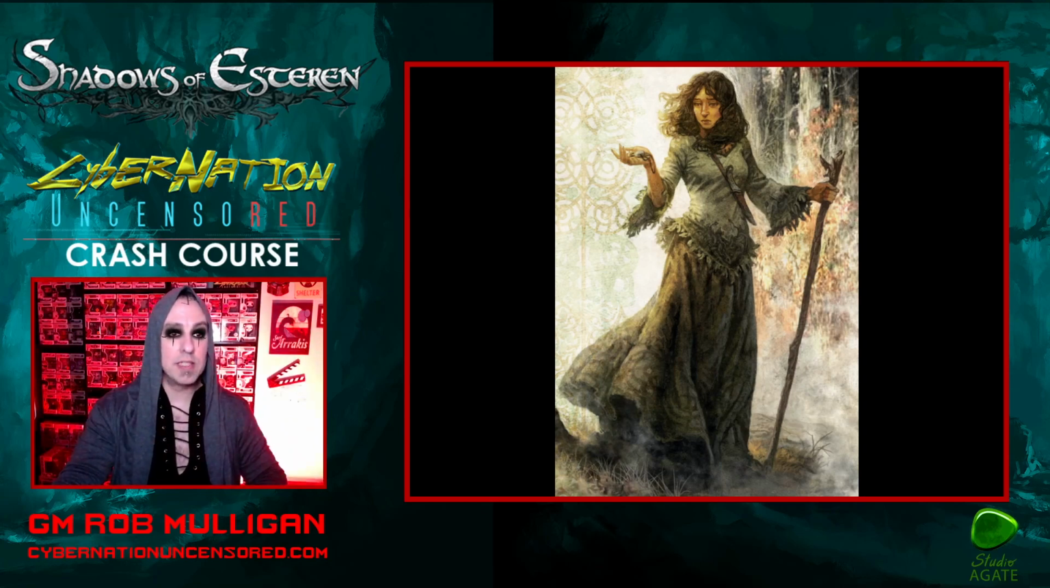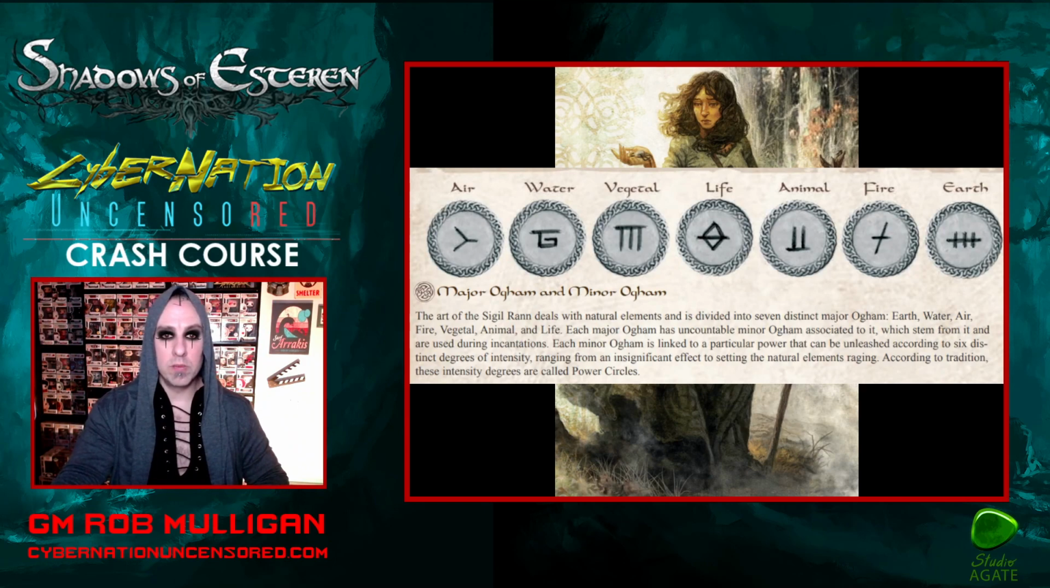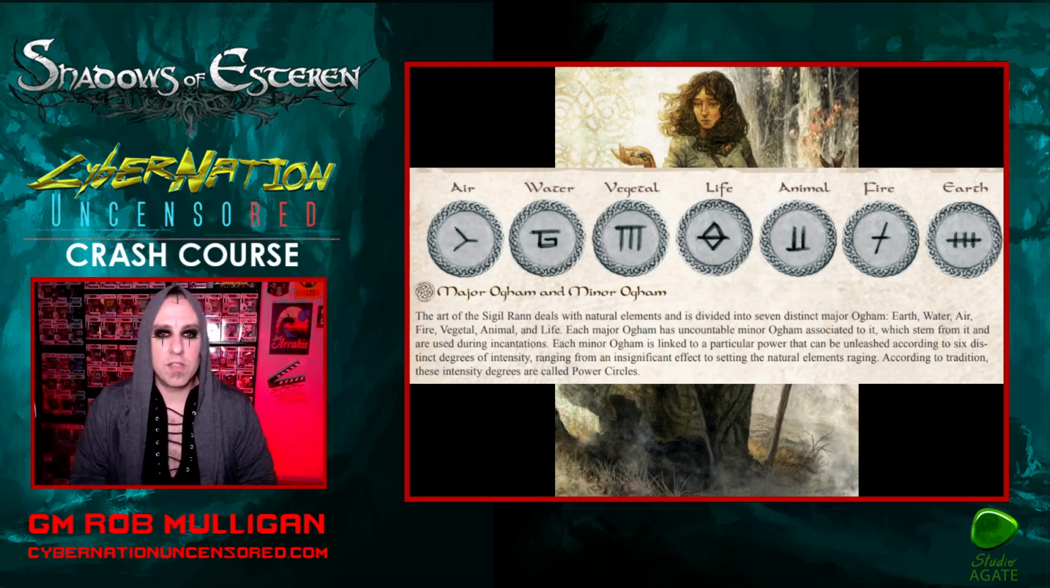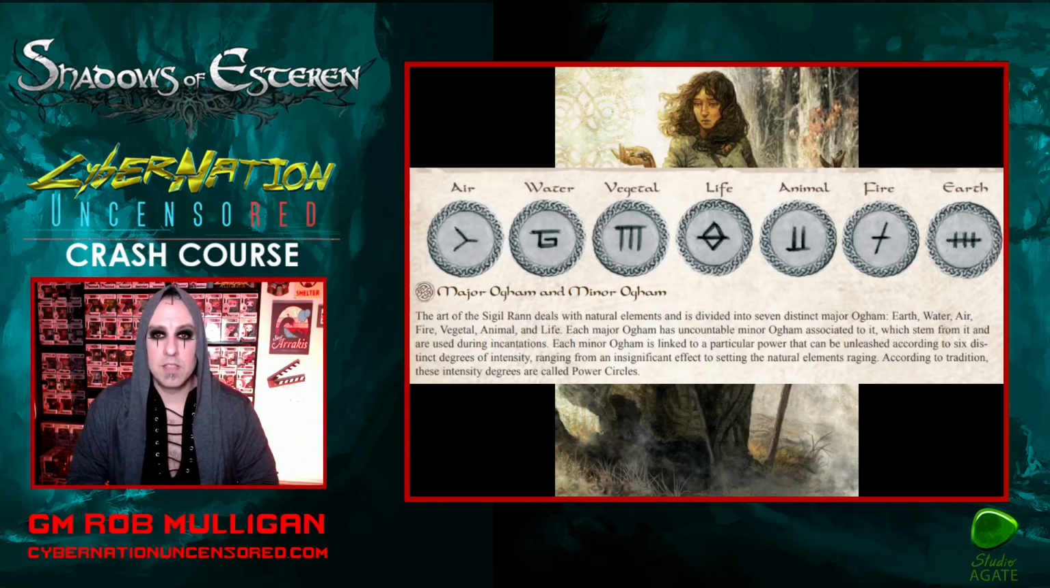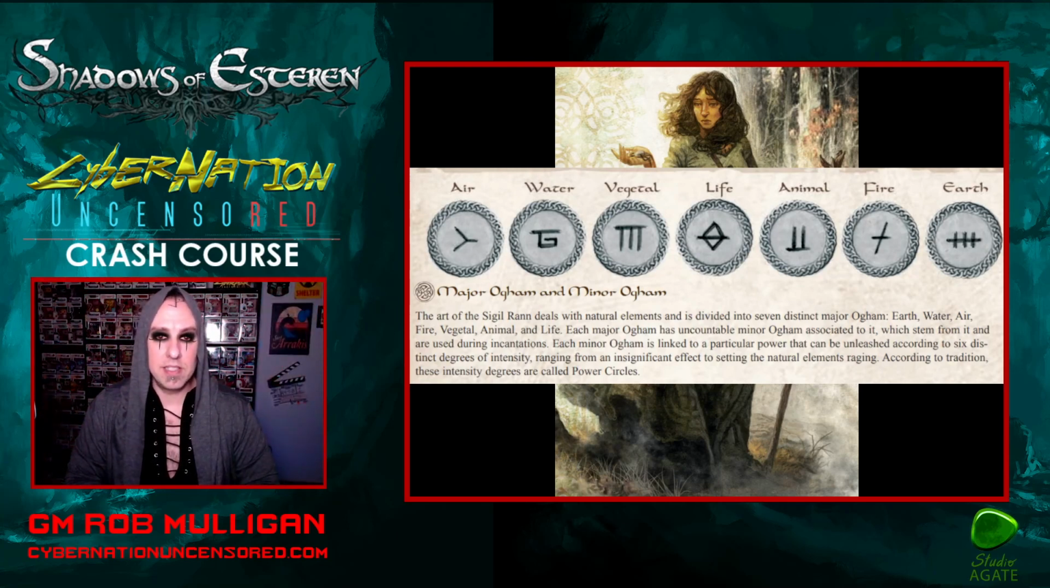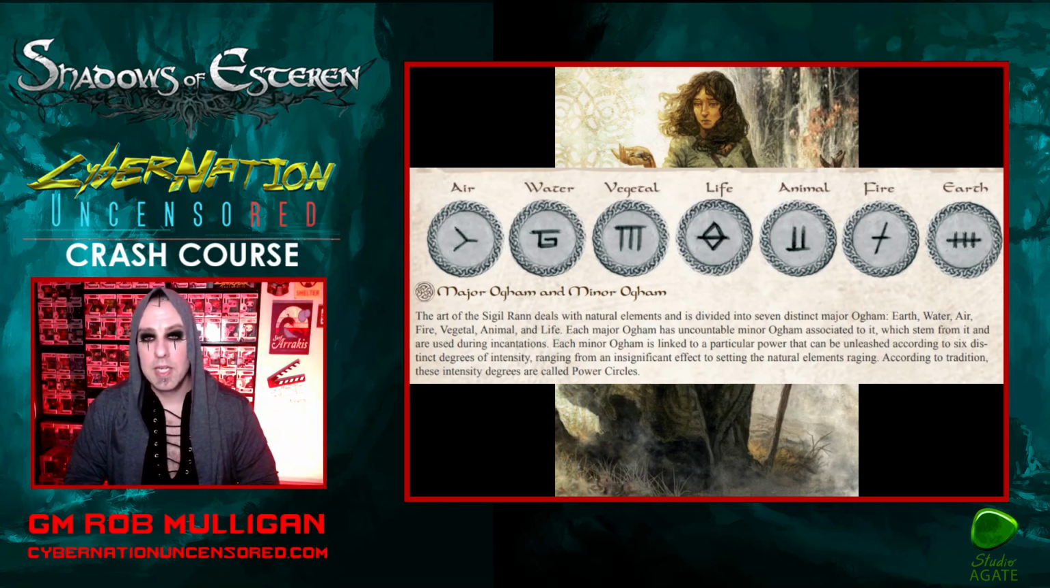The first thing we're going to go over is major and minor Oghams. So basically the art of Sigil Rann is the Demorthen art of casting magic ultimately. The art of Sigil Rann deals with natural elements and is divided into 7 distinct major Ogham: earth, water, air, fire, vegetal, animal, and life. Each major Ogham has uncountable minor Ogham associated to it, which stem from it and are used during incantations. Each minor Ogham is linked to a particular power that can be unleashed according to 6 distinct degrees of intensity, ranging from an insignificant effect to setting the natural elements raging.